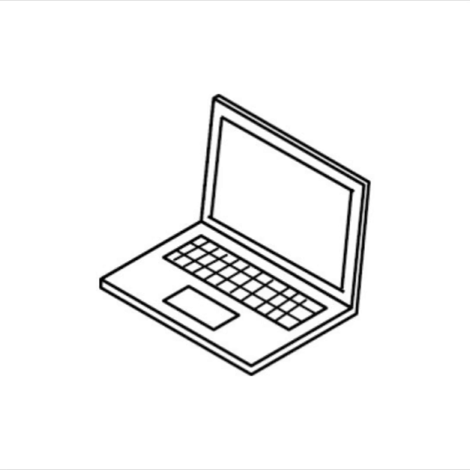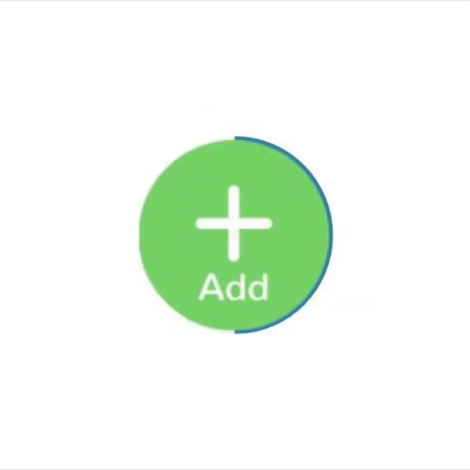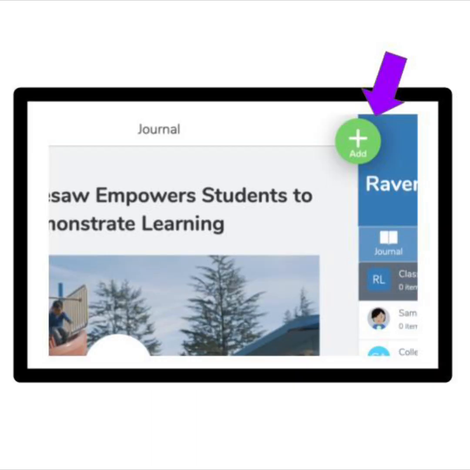We are going to learn how to make a video in Seesaw using your laptop. Make sure you are logged into Seesaw and ready to go. Find the Add button to add something new to your journal. It looks like this. You can find the Add button here at the top of your screen. Click the Add button now.